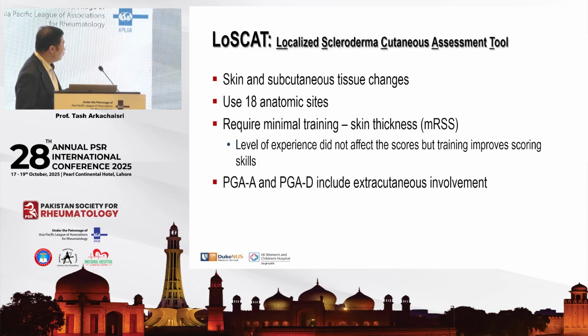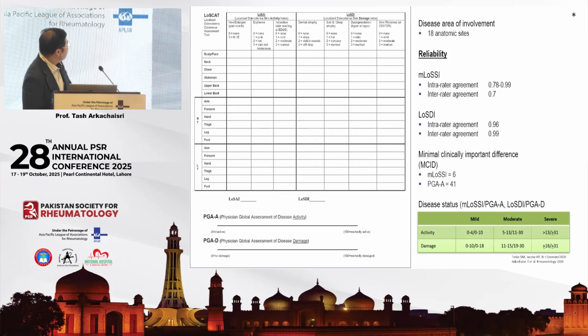And then you also use physician global assessment of disease activity, meaning something that can be reversible, and then damage, meaning it's not reversible. And this alone will include extracutaneous involvement. Majority of the time, extracutaneous involvement is not the thing that makes you treat. For example, a joint contracture, because it's secondary to skin thickness. That's why. So, okay. And then this is 18 anatomical sites.